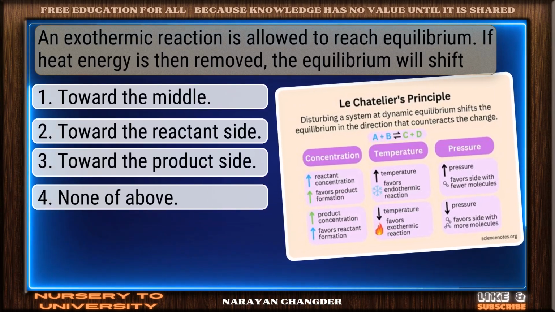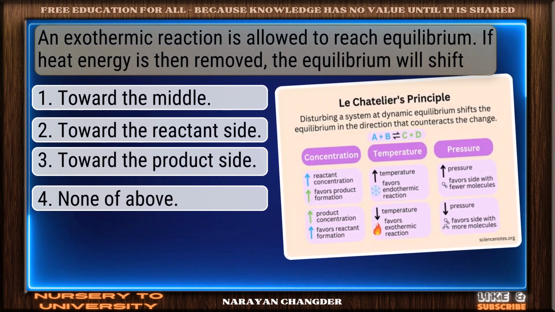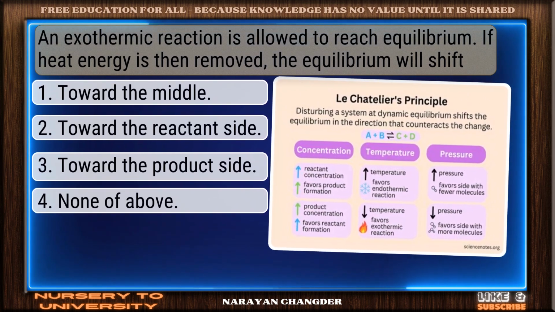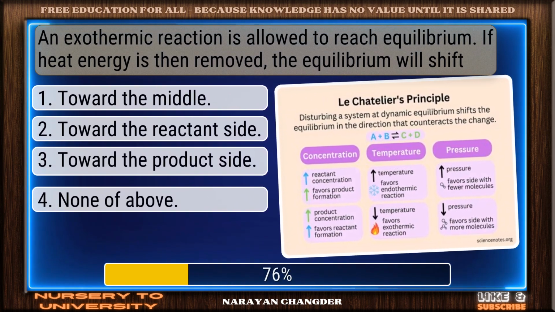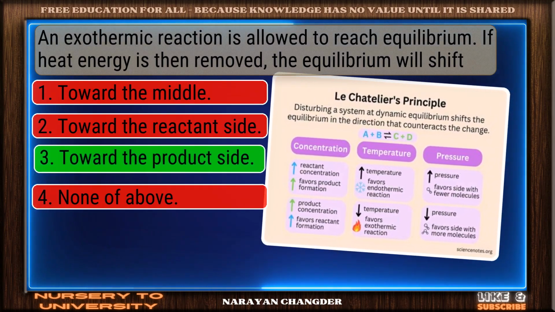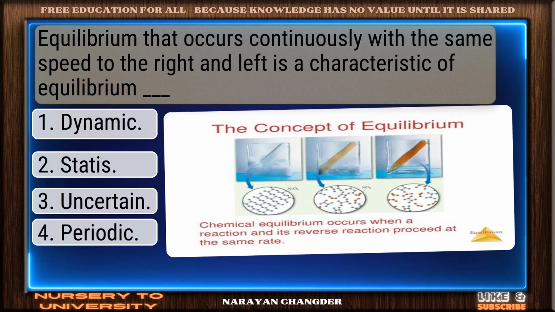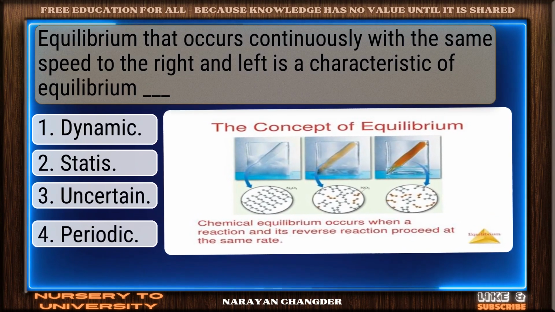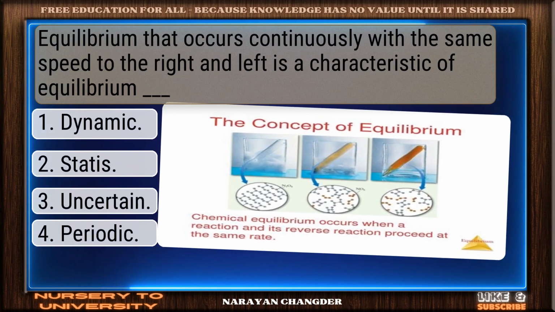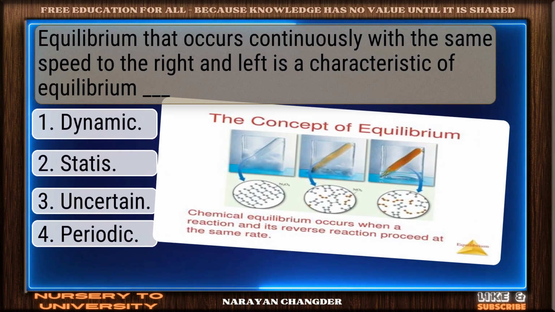An exothermic reaction is allowed to reach equilibrium. If heat energy is then removed, the equilibrium will shift... Nice selection. Toward the product side is the correct and valid answer. Equilibrium that occurs continuously with the same speed to the right and left is a characteristic of equilibrium dash.